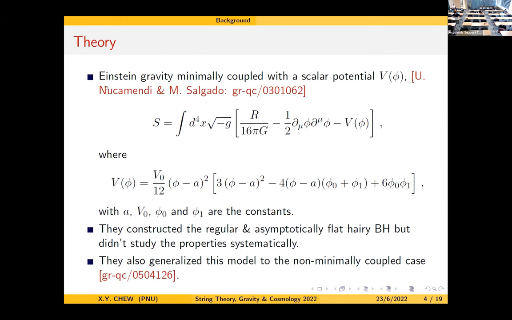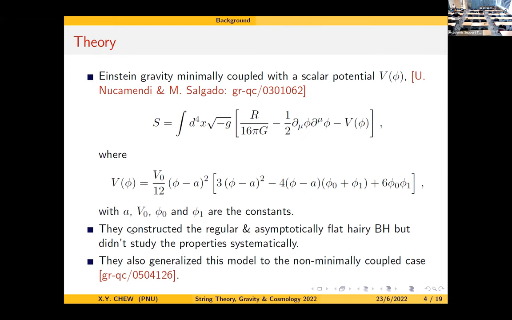This was the work done by Nucamendi and Salgado, I think around 20 years ago. Here is the model, and here's the potential, which looks asymmetric. The model is very simple. You minimally couple the Einstein gravity with a scalar potential.